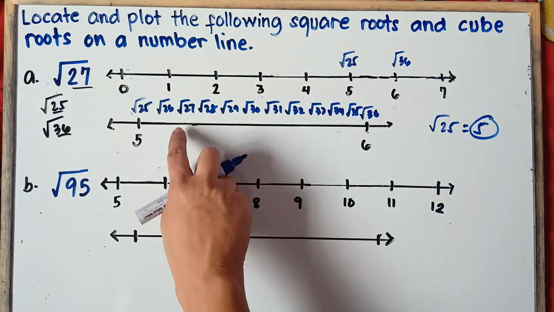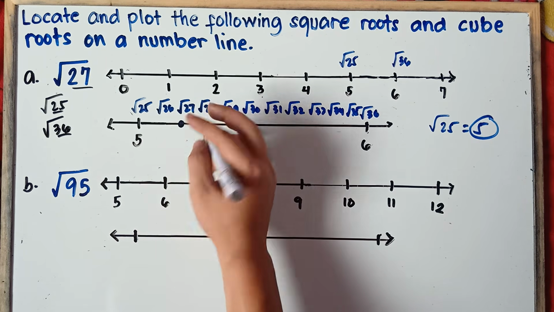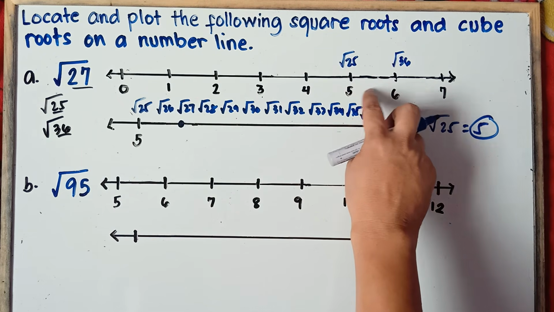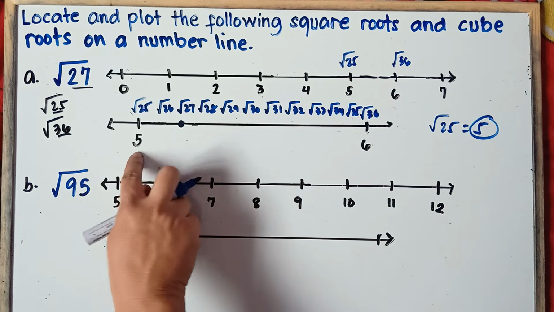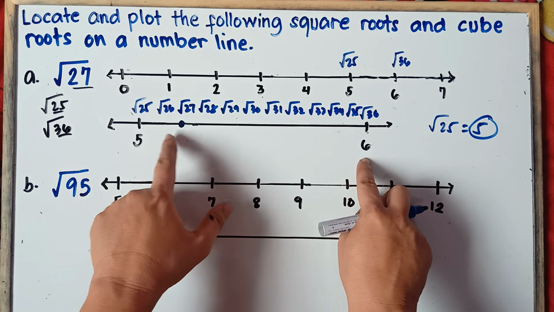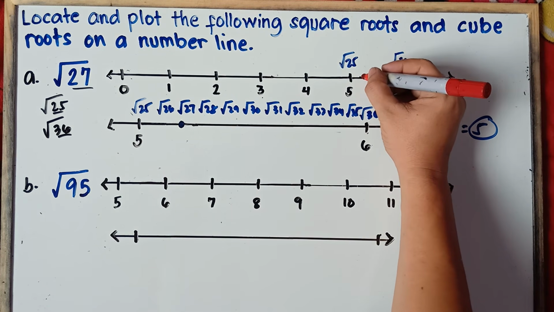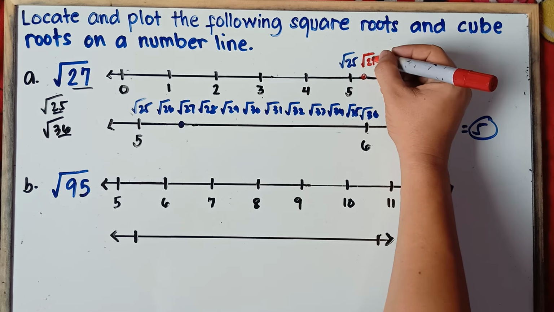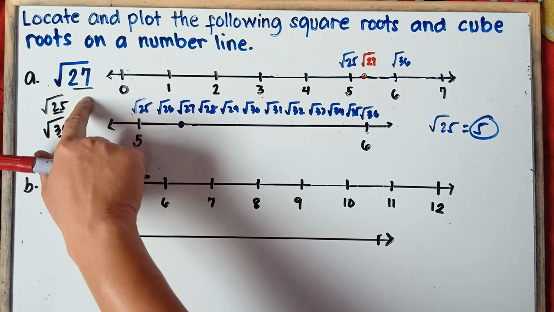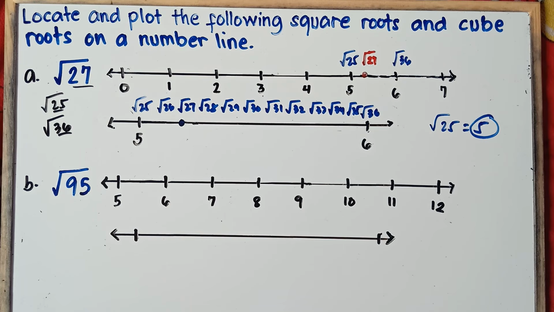So as you can see, class, the square root of 27 is near 5. So therefore, our answer, class, simply estimate that square root of 27 should be near 5. So we can estimate that this will be square root of 27, this one right here, near 5, class. That's how you answer this one, class. You think of 2 perfect squares that are near to 27. Alright, that's the answer, class, for letter A.